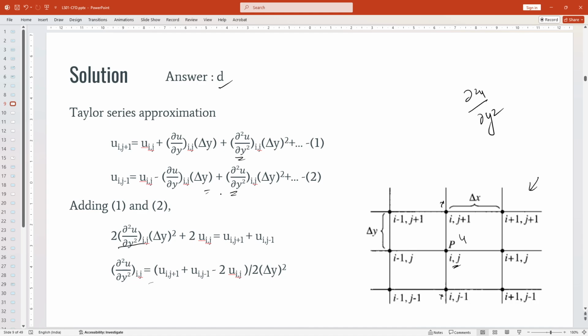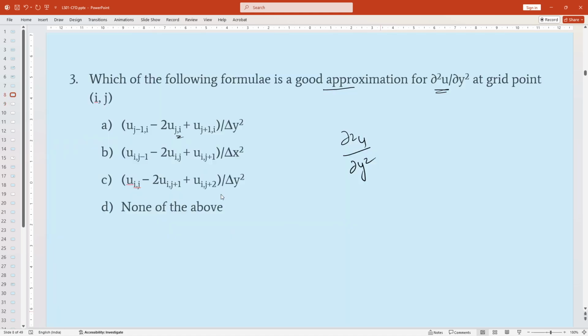So here, why is it not option A? Because if you see here, it is j minus 1 i. This j minus 1 i or i minus 1 j is showing the index of the location of that particular point, and it will depend on that; if you can see, this is interchanged.